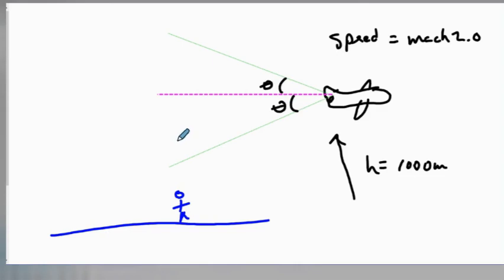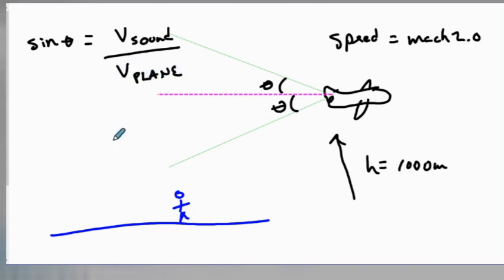And it's quite simple. It's related to the sine curve. And so what we know is that the sine of the angle is equal to the speed of sound divided by the speed of the object. In this case, I'm going to put airplane. Okay, so the sine of that angle equals the sound divided by the plane speed.